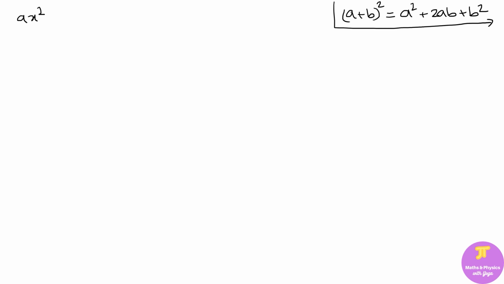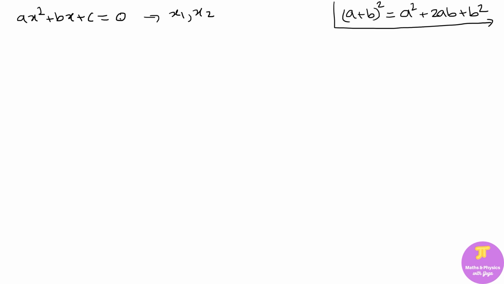ax squared plus bx plus c equals 0. As you may know, this quadratic equation has two solutions, x1 and x2. x1 will satisfy this equation, as well as x2 also satisfies this equation. Right, so let's see if we are able to find a closed solution.